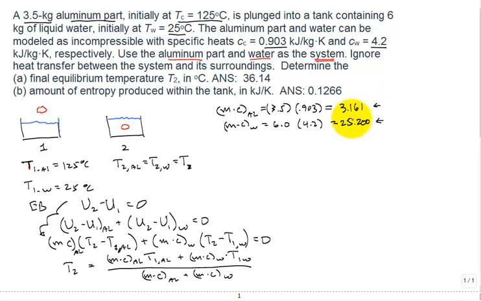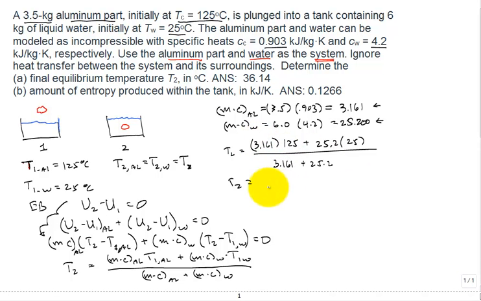So when you do the weighting, what you find is that T2 is equal to 3.161 times the initial temperature of the aluminum, 125, plus 25.2 times the initial temperature of the water, 25, divided by 3.161 plus 25.2. The final temperature is a lot closer to 25 than it is to 125. It comes in at 36.14 degrees C. That's the final temperature, so that's our answer for part A, all by an energy balance.